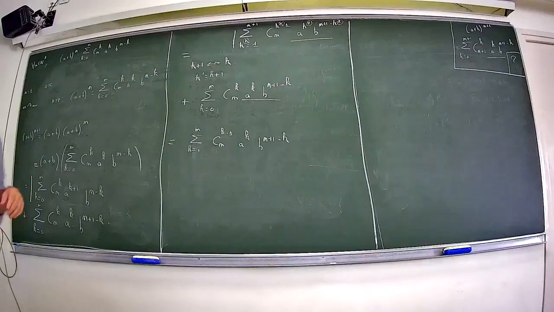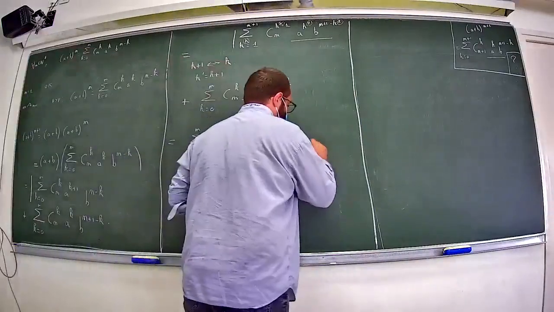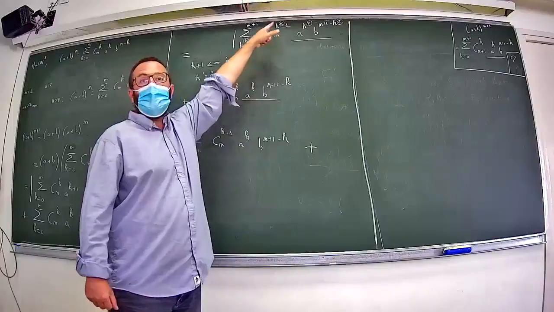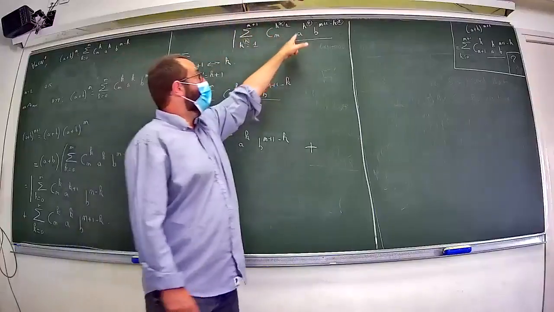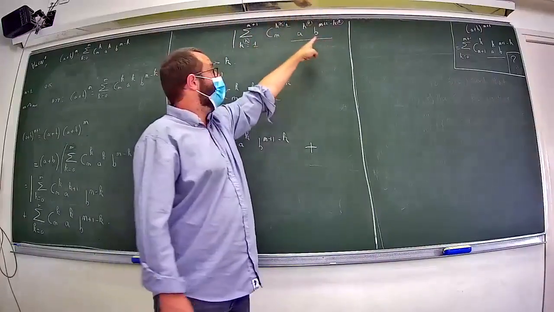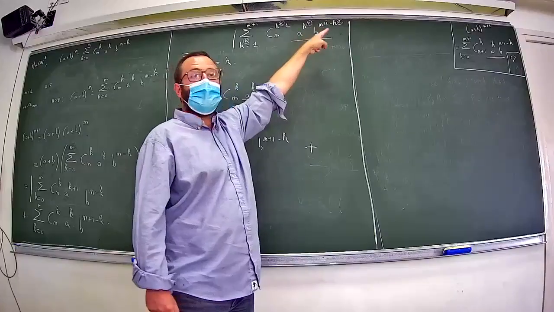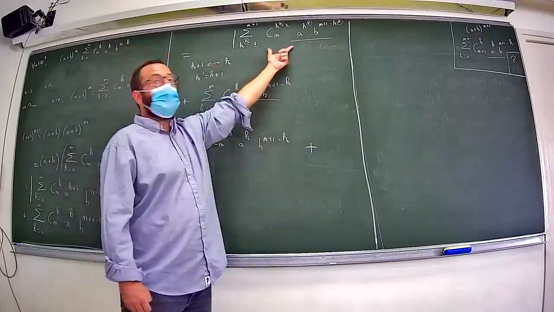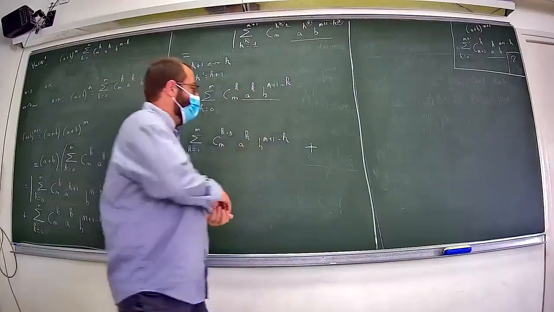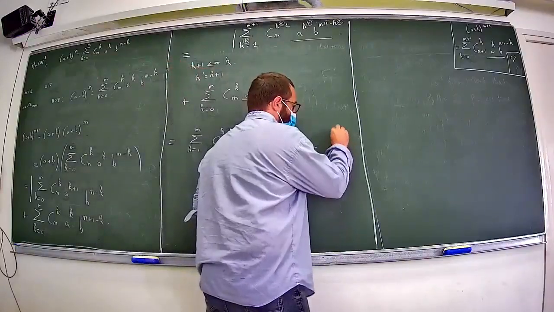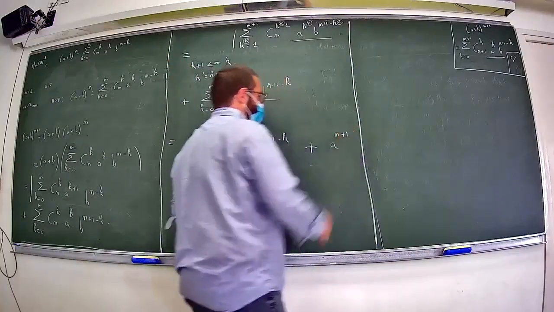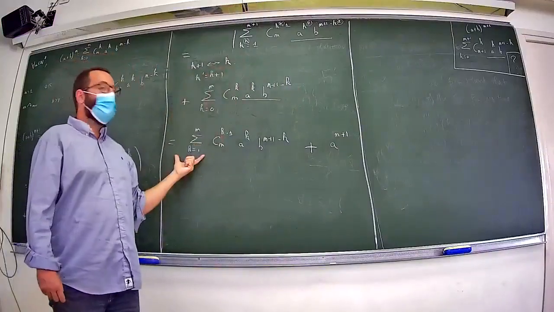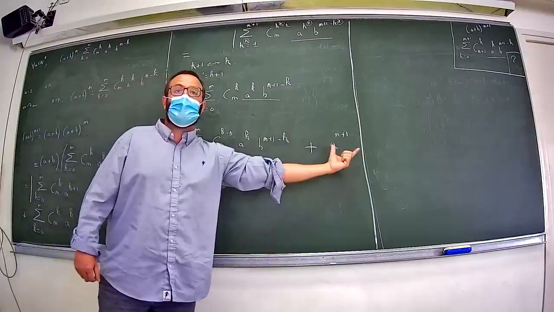What is this term? For k equal to n plus 1, I have C(n,n), which is equal to 1, a to the power n plus 1, and b to the power n plus 1 minus n plus 1, which is also equal to 1. So the term for k equal to n plus 1 in the sum is just equal to a to the power n plus 1. This is the first sum: I write it as a sum from 1 to n plus the extra term.